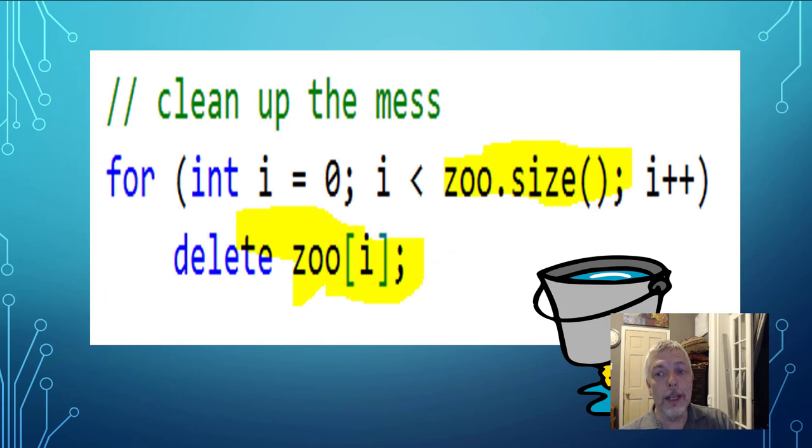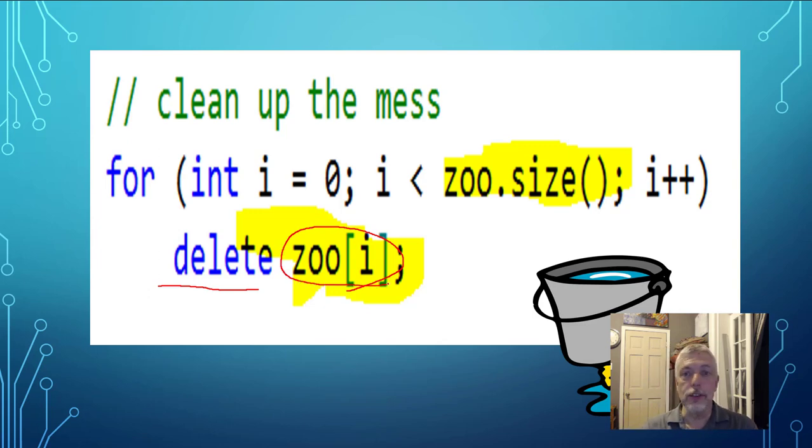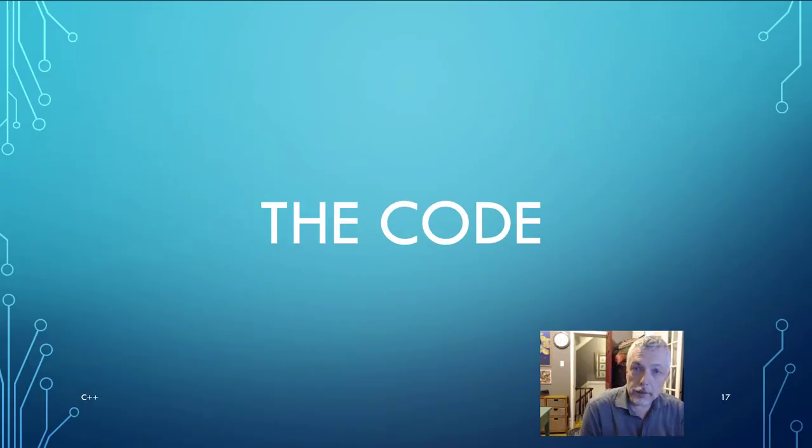When I'm done, we'd like to clean up our mess. So we use the operator delete, and delete will return each one of those objects, cats and dogs and snakes, back to the system's memory. I think it behooves you to sit down and dwell upon this and type it up manually and think about it. The next thing we're going to look at is the code.